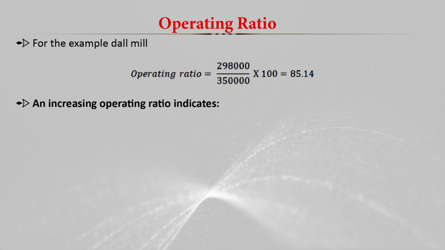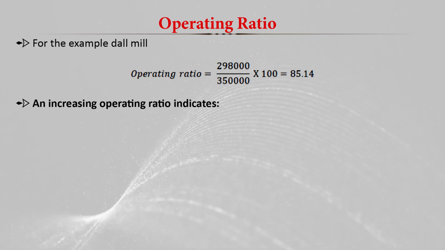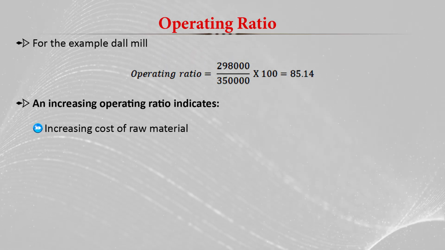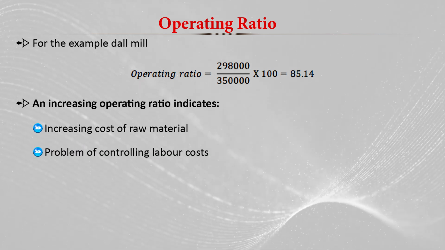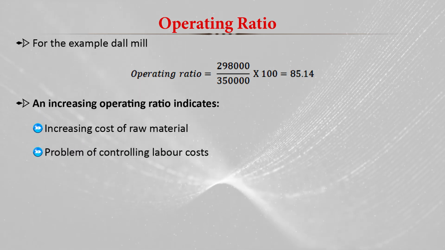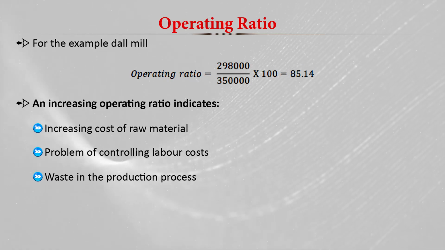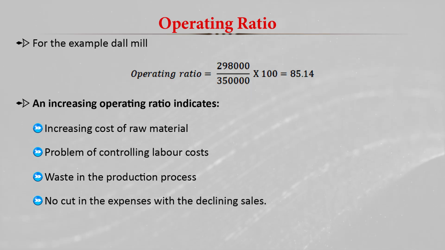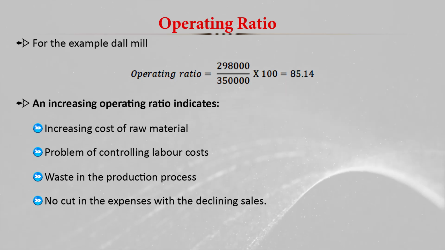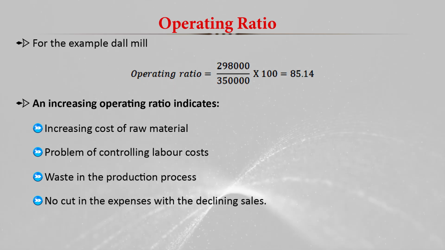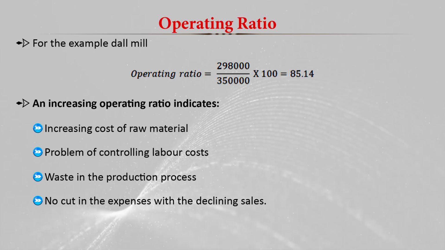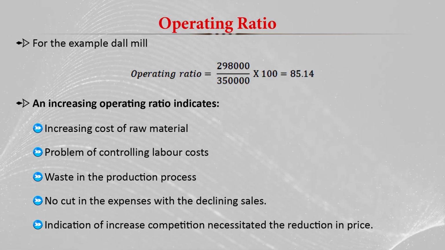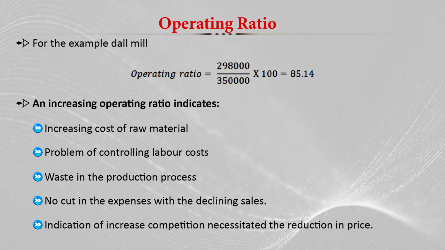So increasing operating ratio, what do we mean by that? It means that there is an increasing cost of raw material because expenses are more, there is a problem of controlling the labor cost or input cost, and there is wastage in the production process. There is no cut in the expenses with declining sales. When there is declining sale, there should be a cut in the expenses. That is not happening, and basically it is an indication that there is increased competition, which necessitates a reduction in the prices.